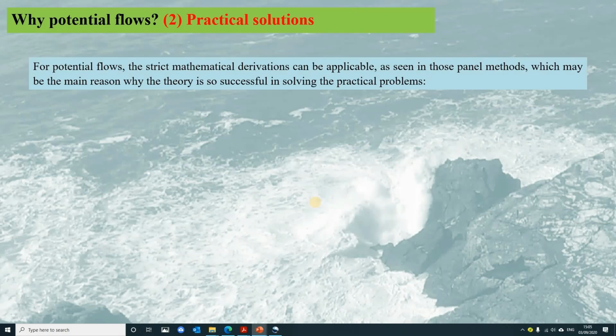One class of method for solving fluid dynamic problems is potential flows, in which the flow is regarded as irrotational, as employed in the popular panel method. For potential flows, strict mathematical theory can be carried out, and the author believes this is the main reason why potential flow theory is so successful in solving many practical problems, or partially solving the problems.